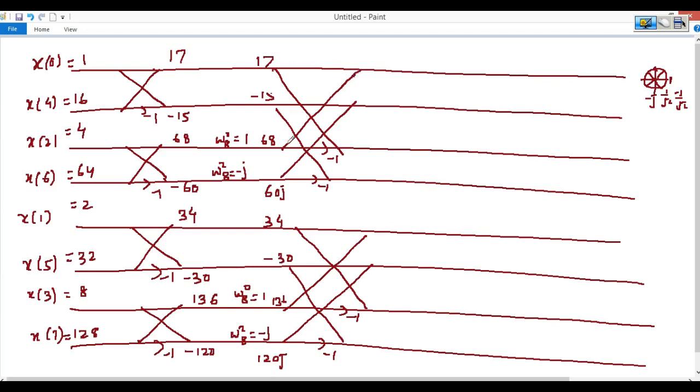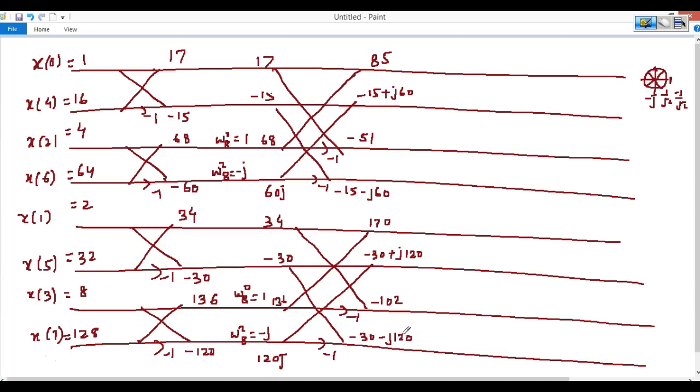So here we'll find 17 plus 68, this becomes 85. This one is 68. Then -15 and 60j, so this becomes -15 plus j into 60. This one 17 minus 68 is -51. And here -15 minus 60j, so it becomes -15 minus j into 60. Here 34 plus 136 becomes 170. Here minus 30 and 120j, so it becomes minus 30 plus j into 120. Here 34 minus 136 becomes minus 102, and here minus 30 minus 120j becomes minus 30 minus j into 120.